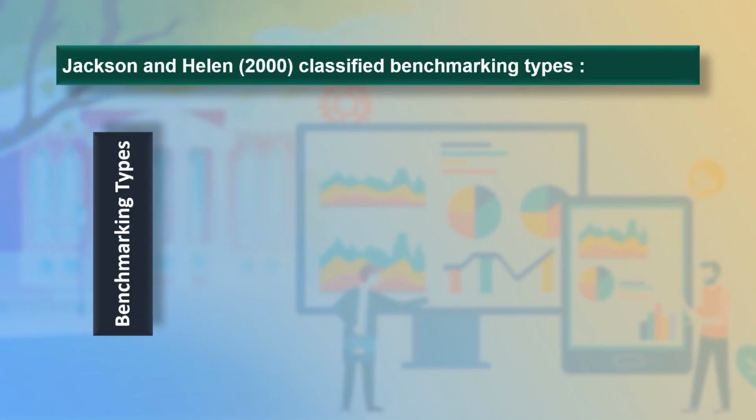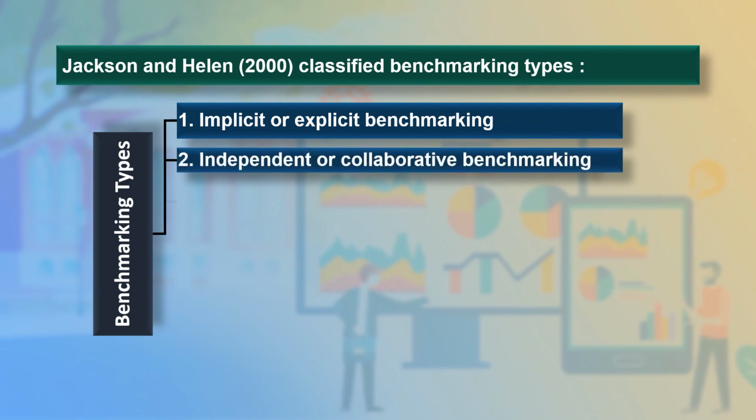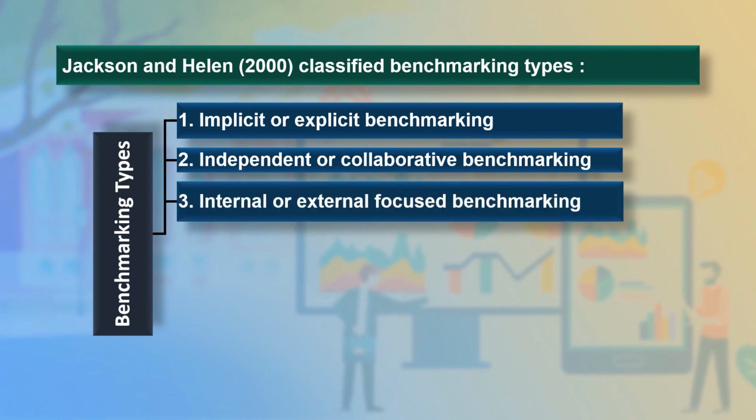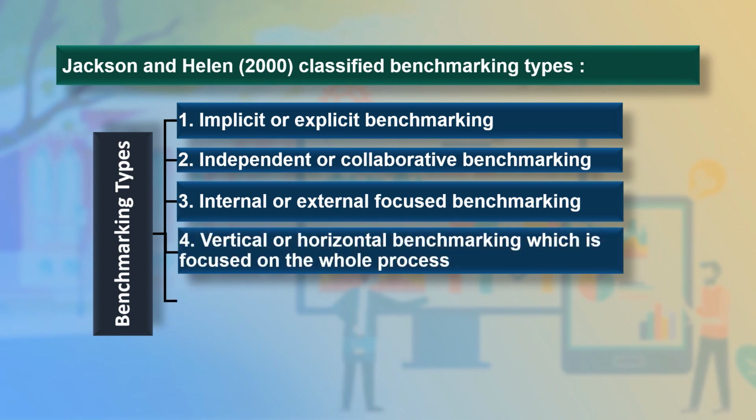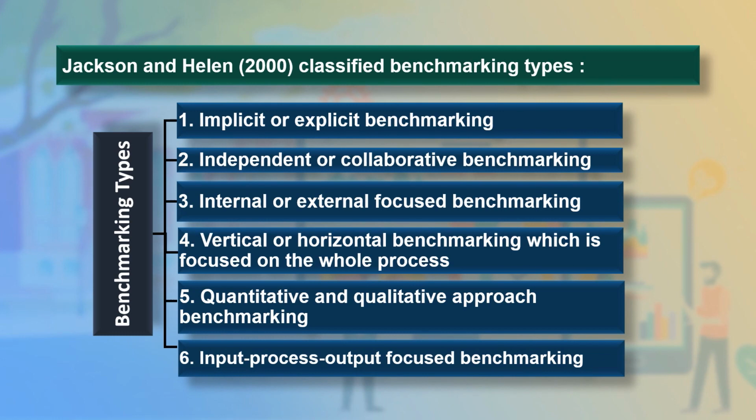Jackson and Helen in 2000 classified benchmarking types according to referencing processes. Six different types are there. Number 1, implicit or explicit benchmarking, then independent or collaborative benchmarking. Number 3, internal or external focused benchmarking. Number 4, vertical or horizontal benchmarking, which is focused on the whole process. Then number 5, quantitative and qualitative approach benchmarking. And number 6, input, process, output focused benchmarking. Researchers identified various types of benchmarking based on variety of requirements.